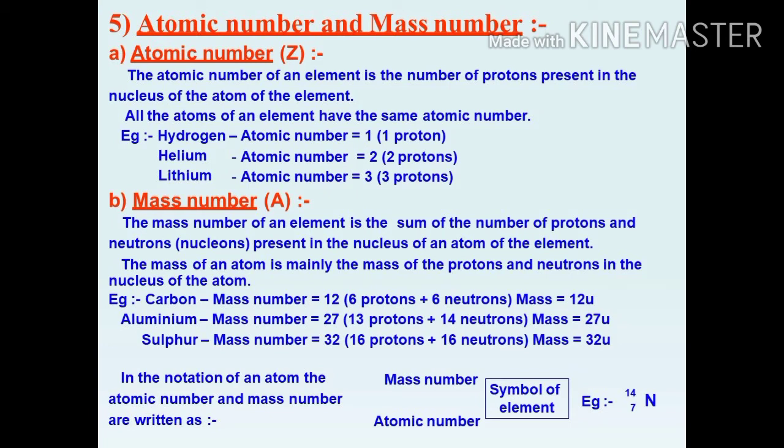Sometimes they will ask what is the number of neutrons. How can we calculate it? Mass number minus atomic number. Mass number contains both proton and neutron, so minus atomic number, which is the number of protons, we will get the answer. Here, what is the number of protons? Atomic number is 7, so number of protons is 7. Mass number has protons and neutrons, so 14 minus 7, you will get the number of neutrons: 7 neutrons.